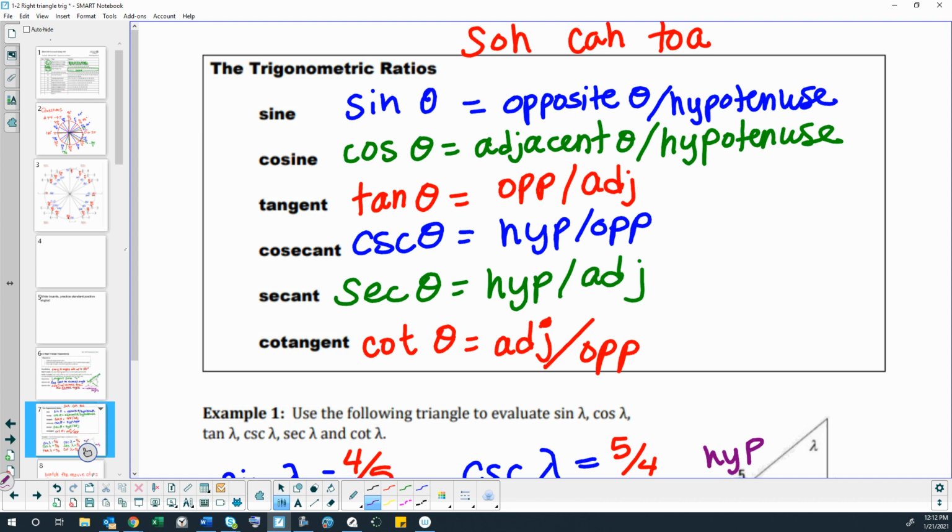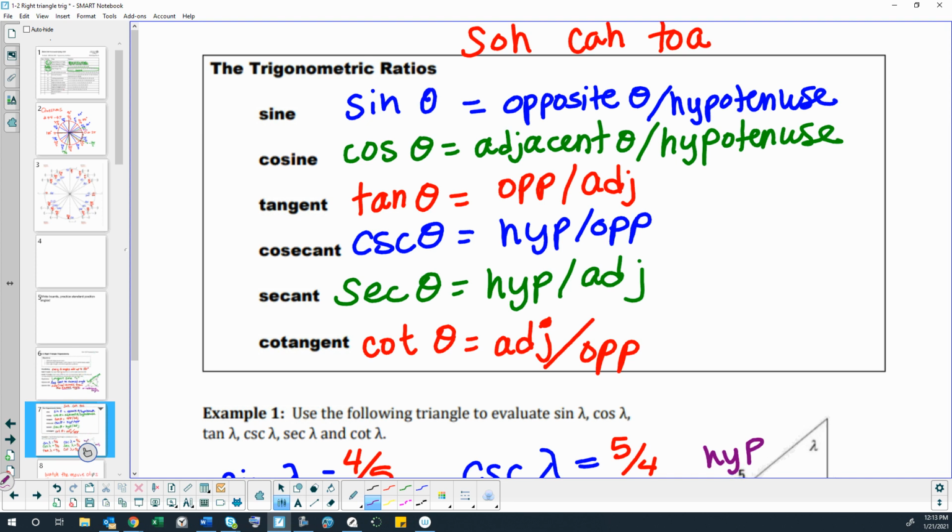Unfortunately, SOHCAHTOA doesn't help us memorize the cosecant, secant, and cotangent. Mostly we just remember those because they are reciprocals of the sine, cosine, and tangent. So cosecant is the reciprocal of sine, secant is the reciprocal of cosine, cotangent is the reciprocal of tangent.